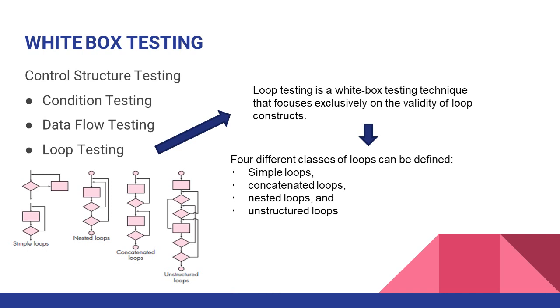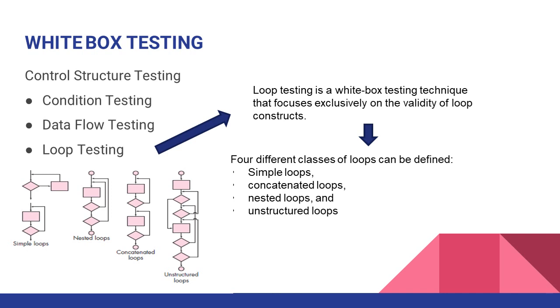This is impractical. So, we can reduce the number of tests by starting at the innermost loop and setting all other loops to minimum values. Conduct simple loop tests for the innermost loop while holding the outer loops at their minimum iteration parameter values, and add other tests for out-of-range or excluded values. Work outward, conducting tests for the next loop but keeping all other outer loops at minimum values and all other nested loops at typical values. Continue until all loops have been tested.